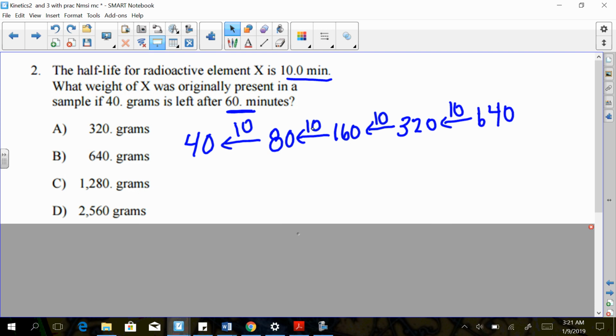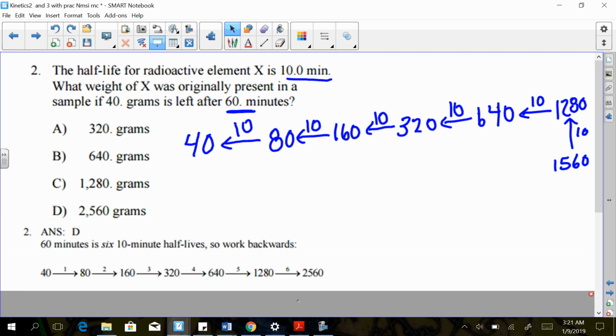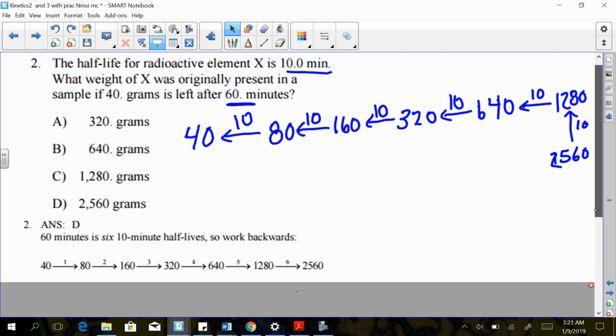10 minutes before that, we had 640. So now we're down 1, 2, 3, 4. 10 minutes before that, we had 1280. And 10 minutes before that, we had how much? 2560. And so if we look at that, that one's pretty easy if you can break it down. And so some of these are really that easy.